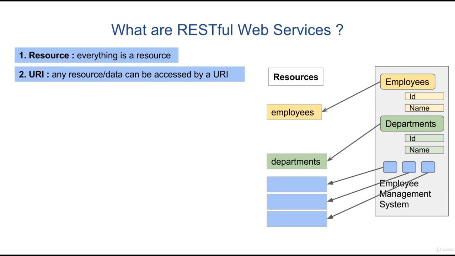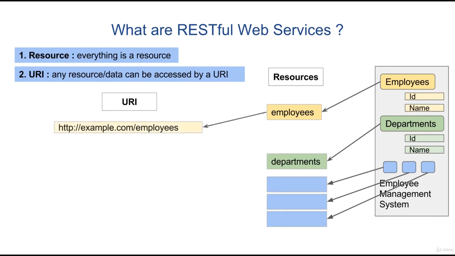The second concept, URI, says that you can access any data or any module with the help of a uniform resource identifier. For example, if I create this application and I host it somewhere, I can use the domain name and then /employees to access the employees resource. Now if I want to go a little deeper and access the details of a particular employee, I can say /employees/id. So if I want to get details of an employee with ID 10, I can say /employees/10, and it will access the details of the employee with ID 10.